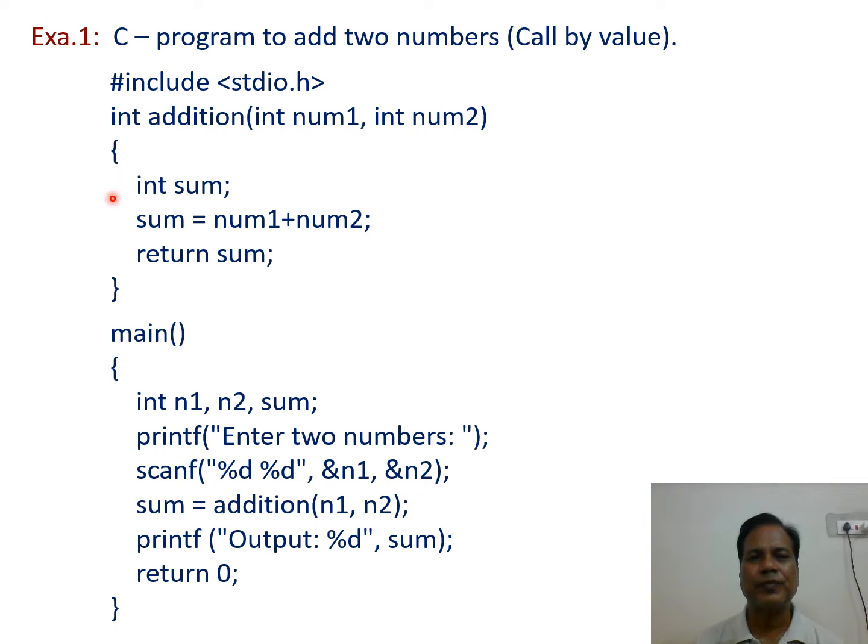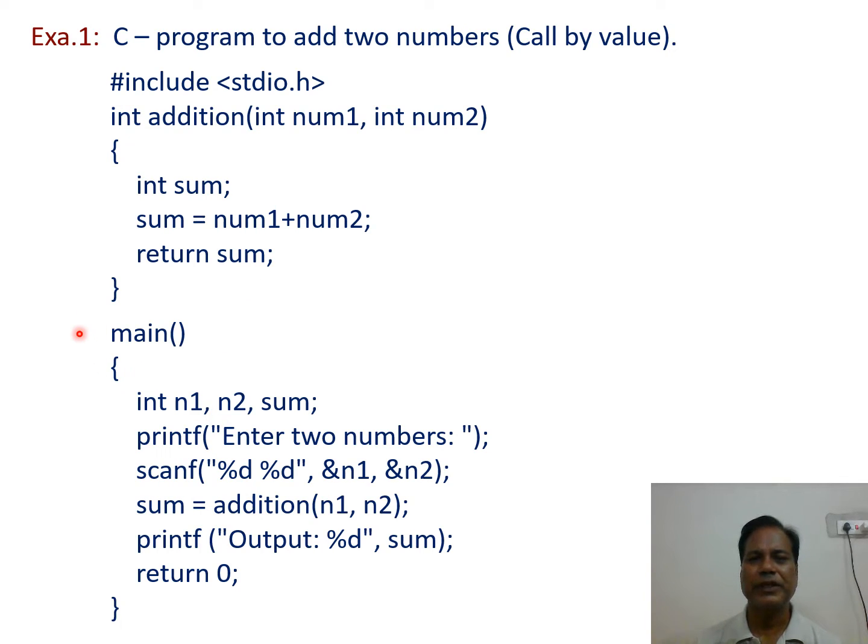Then inside the body of this function, int sum; this is a local variable declaration of integer type. The next statement is sum = num1 + num2;. These two variables are added and the result is assigned to the left side variable sum. Then the last statement, return sum; the value of sum is returned to the calling function.